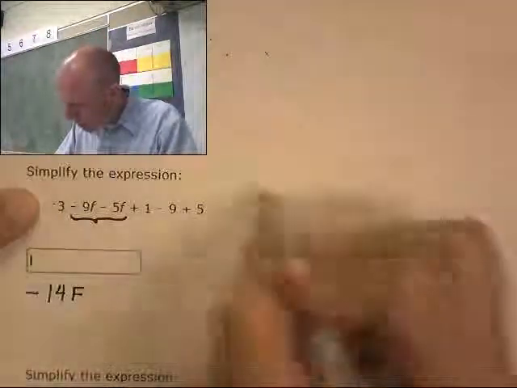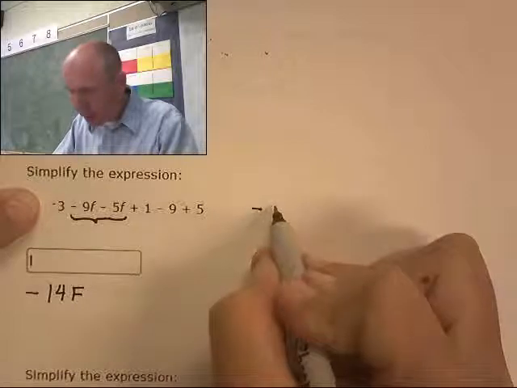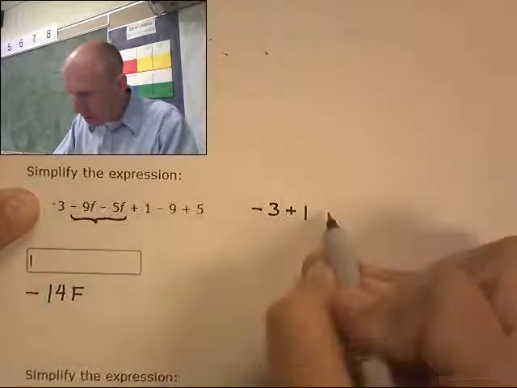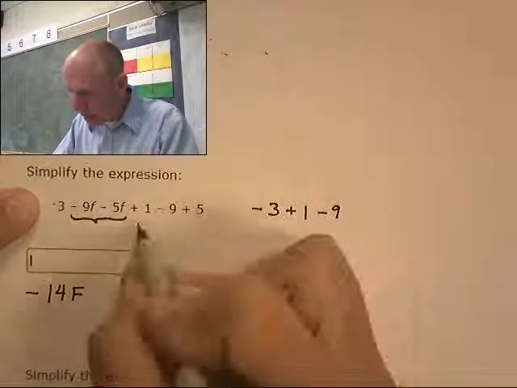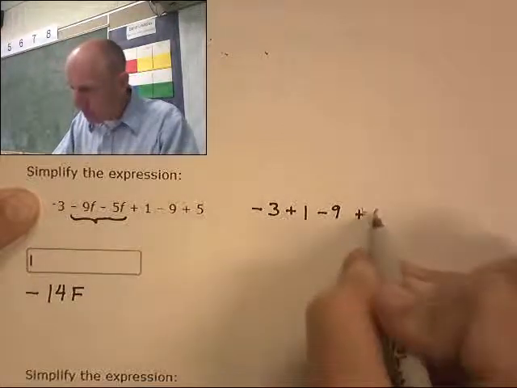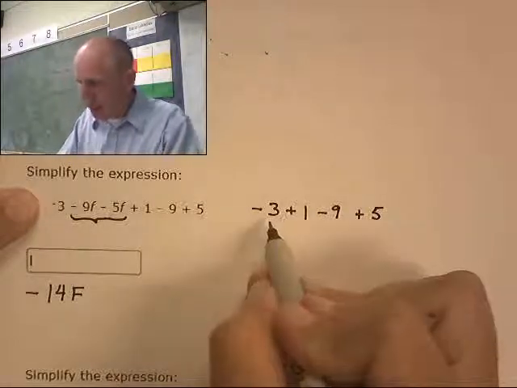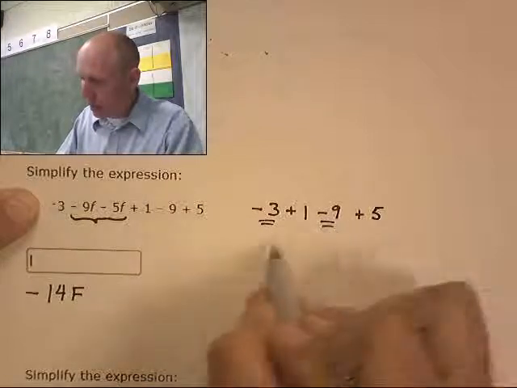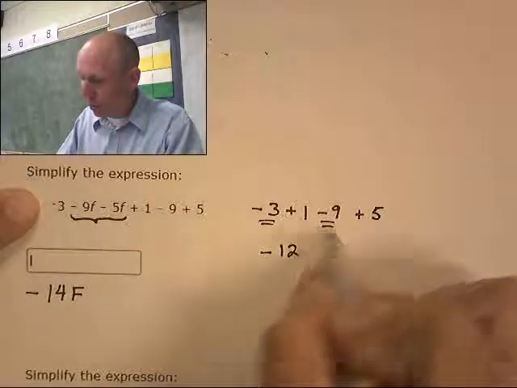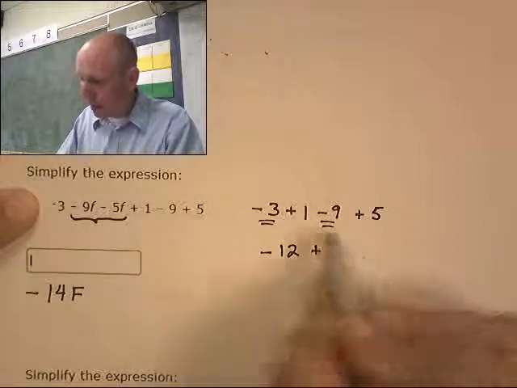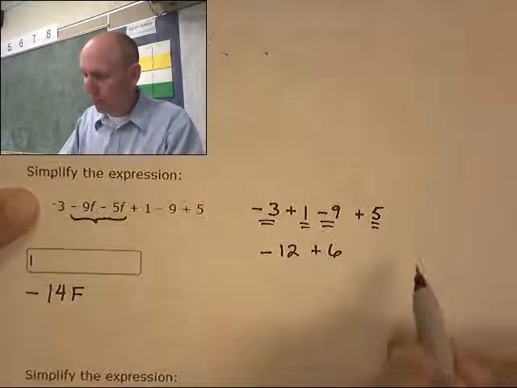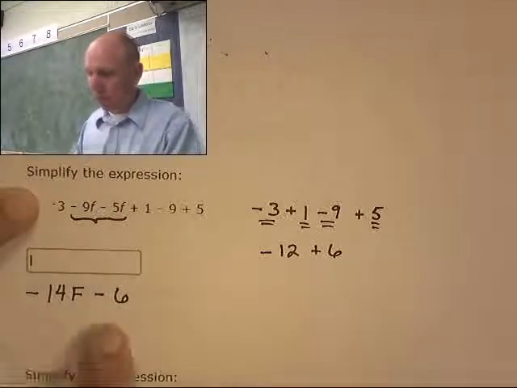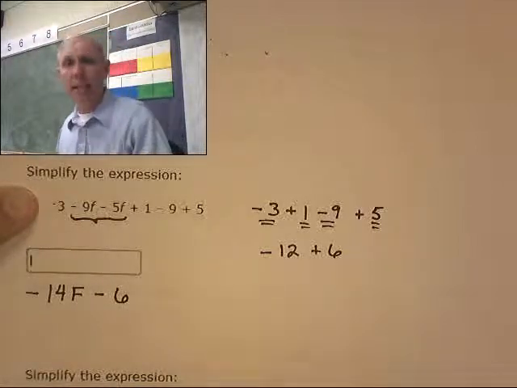And then let's look at all those numbers. I'm going to bring them off to the side. I have negative 3 plus 1 minus 9 plus 5. I like to group all the negatives together. So this is, what's that? Negative 3, negative 9, that's negative 12 plus 6, right? That's going to give me negative 6. And is this beautiful? Yes, it's beautiful.